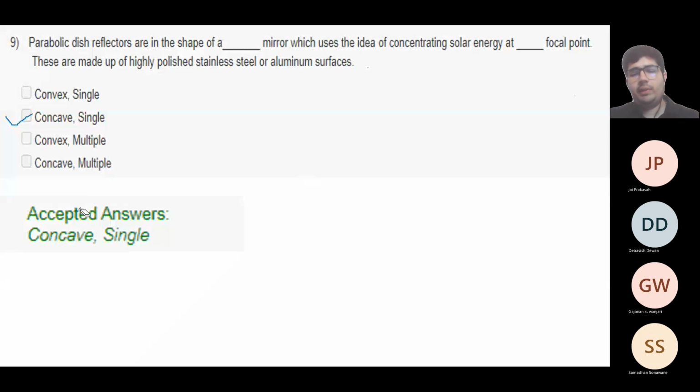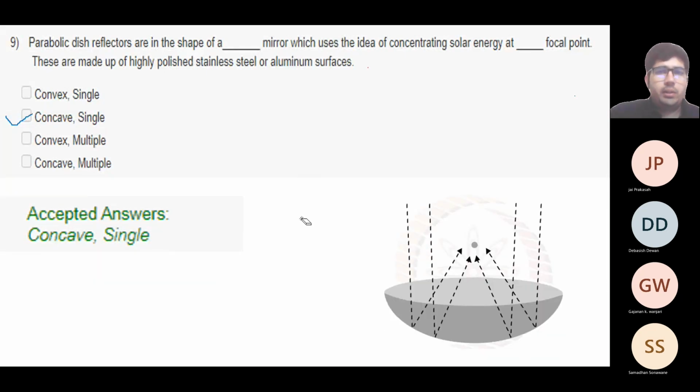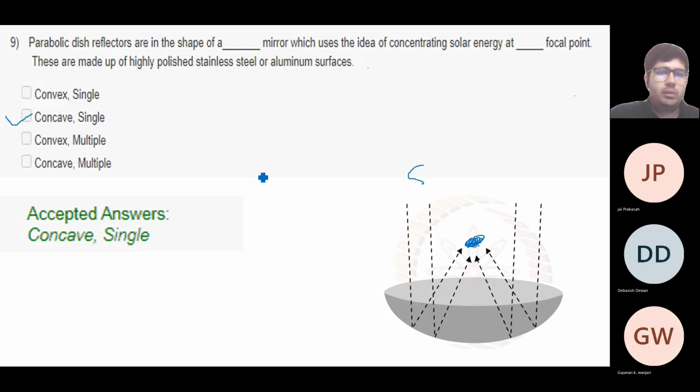The correct option is concave and single. Again, you can see here with this figure that this is the main focal point where we have our receiver, and these are solar radiation rays. They are all incident on the surface, which has a concave shape.